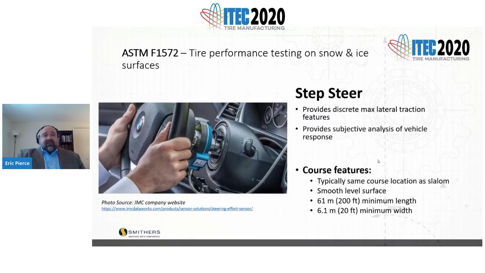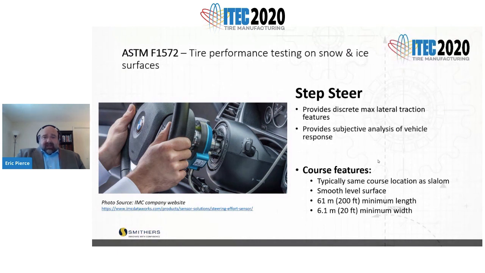Final test is step steer, which 1572 covers. This is to provide a discrete maximum lateral traction. It also has subjective analysis of the vehicle response. Use a similar course to the slalom.